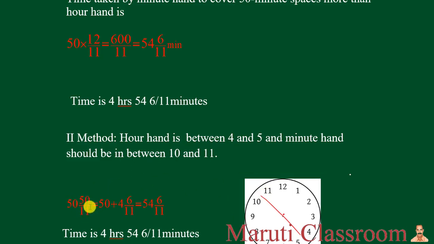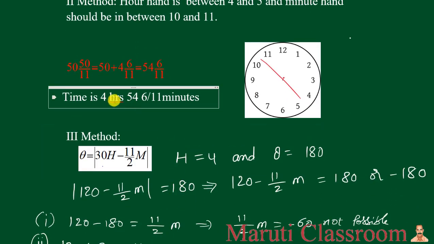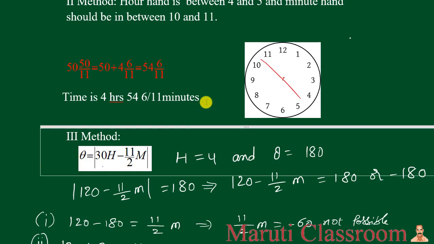Convert 50 by 11 into a mixed fraction: 4 6/11. Add 4 to 50. It becomes 54 6/11. So it gives minutes only. Our time is between 4 and 5, ours is 4. So the time is 4 hours 54 6/11 minutes. I am telling you one more time. This method is applicable only if the angle is a multiple of 30. The first and third methods are applicable for all angles.